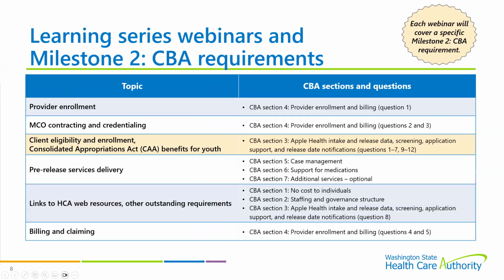Today we're talking about client eligibility and enrollment and the Consolidated Appropriations Act. If you have your capacity building application open, we're asking you to go to section 3, which is Apple Health intake and release data, screening, application support, and release date notifications. Today's webinar is going to cover attestations, the requirements, questions number 1 through 7 in that section, and 9 through 12. So a lot is being covered today.